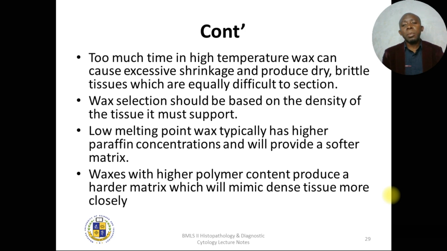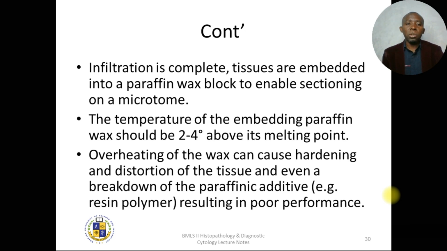So low melting point wax typically has higher paraffin concentration and will provide a softer matrix. Yet waxes with a higher polymer content produce a harder matrix, which will mimic dense tissue more closely, and then depending on the tissue you want to impregnate, a choice can be made based on that. So when infiltration is complete, tissues are embedded into paraffin wax blocks to enable sectioning on a microtome. We shall look at details on embedding, and then we see how we embed these tissues.